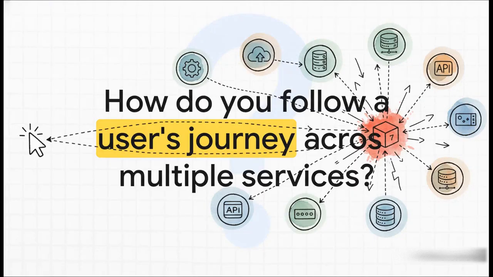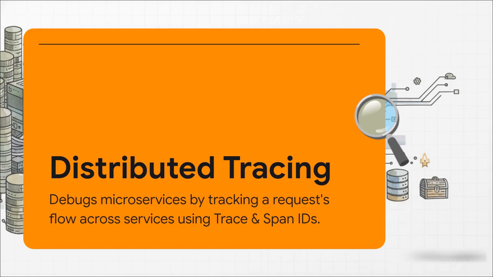Just think about it for a second. A single click from a user might set off this chain reaction across 10 different services. If something breaks in, say, service number 7, how on earth do you even know it was part of that specific user's request? The traditional logs we've talked about so far, they're just not going to connect those dots for you. And that is the exact problem that distributed tracing was invented to solve.